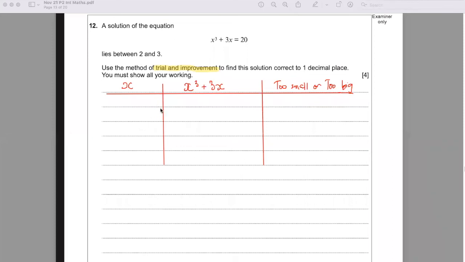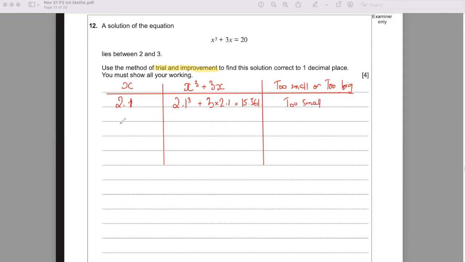Now, you know the solution lies between 2 and 3. So it could be anything. It could be 2.1, 2.3, 2.4. I will start with 2.1, my personal choice. You can start with 2.5, it's up to you. So on your calculator, just plug it in exactly like this: 2.1 to the power of 3 plus 3 times 2.1. You substitute the x in. And in my calculator, I got 15.561, and so on. Of course, it's not near to 20, it's smaller, so I will write too small.